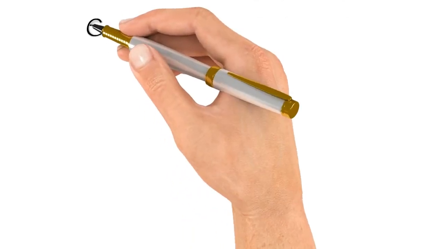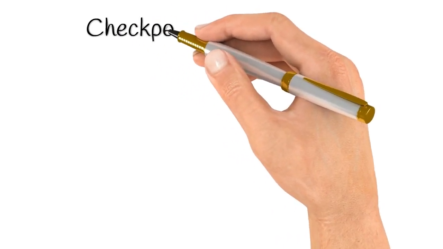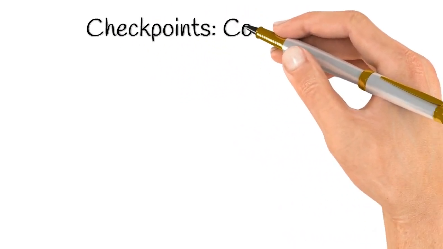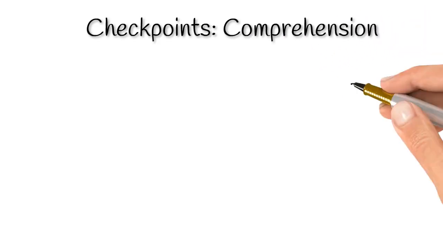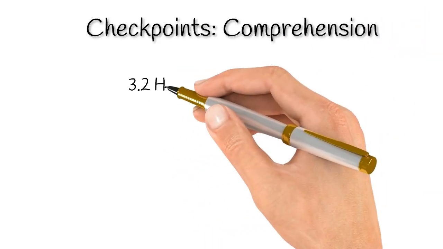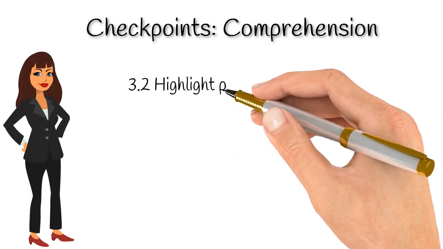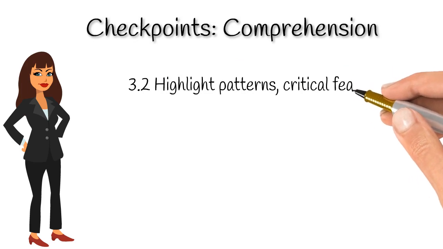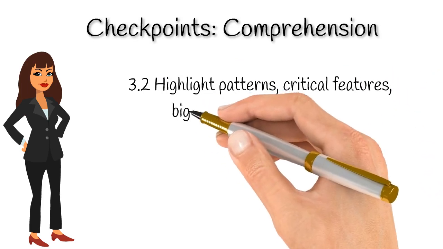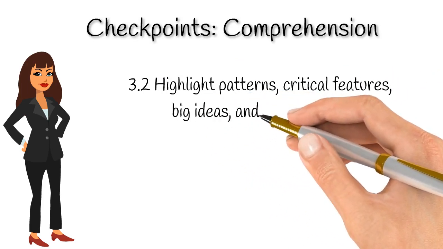The checkpoints that I'm going to be focusing in on in order to overcome the learning barriers both fall under comprehension. Checkpoint 3.2 highlights patterns, critical features, big ideas, and relationships. This focuses on using multiple examples, cues, and prompts, and tools such as outlines.